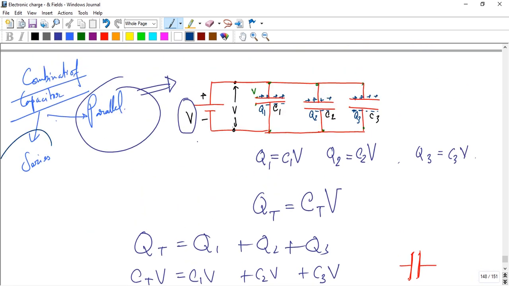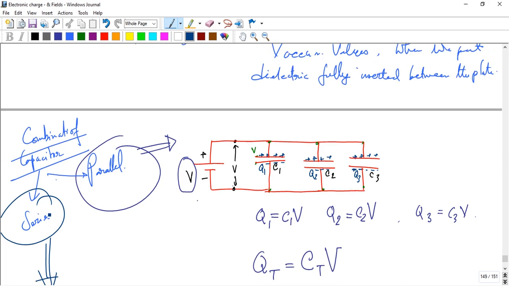Okay, clear? So there are two combinations of capacitors, series and parallel. Okay, just the basic concept we discuss here.